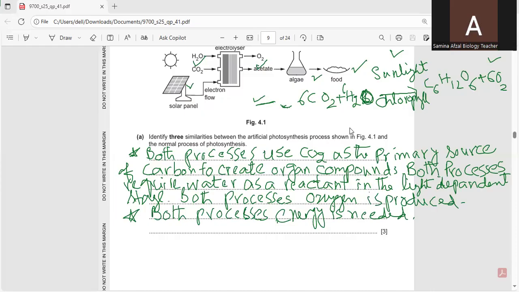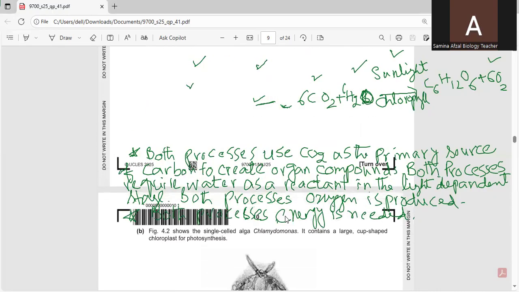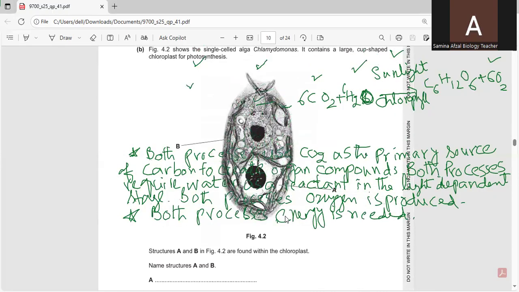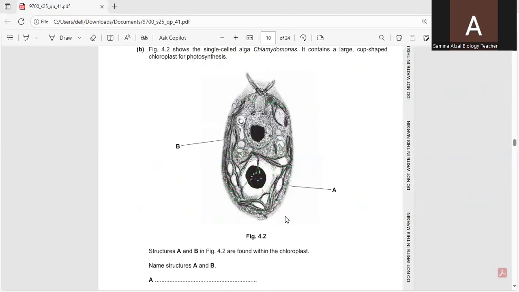Now we will move towards the next question. And the next question is, figure 4.2 shows the single-celled alga, Chlamydomonas. It contains a large cup-shaped chloroplast for photosynthesis. Structure A and B in figure 4.2 are found within the chloroplast.